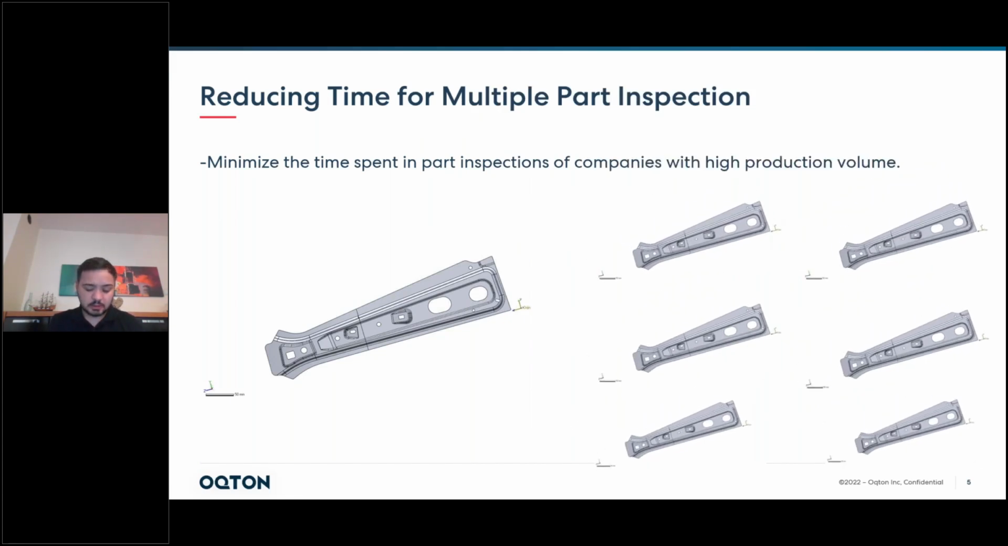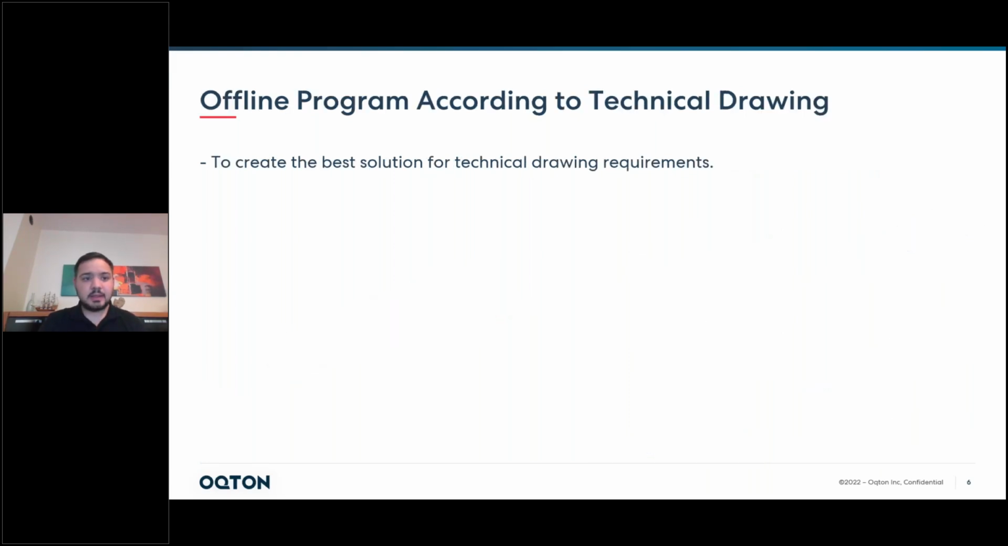If there are lots of parts we need to inspect, we don't need to create another offline program in Geomagic Control X. We need just one program for the part, and we can easily inspect all the production using the same offline program with the batch process feature. So this is not only for today; we also need to create the solution for technical drawing requirements.